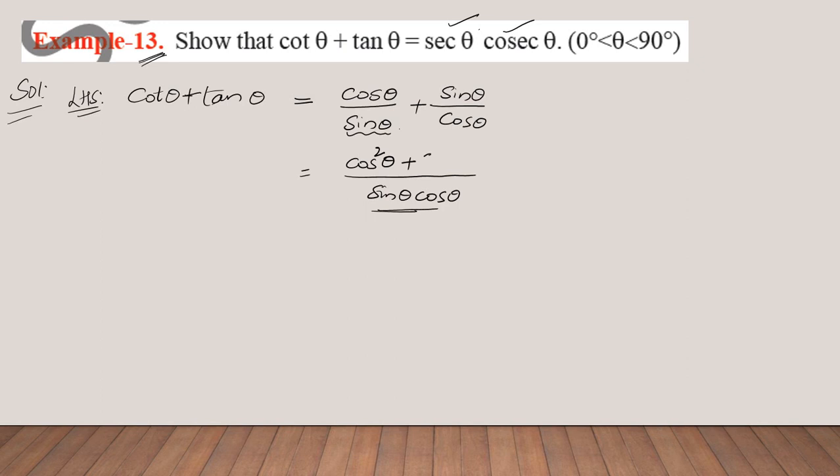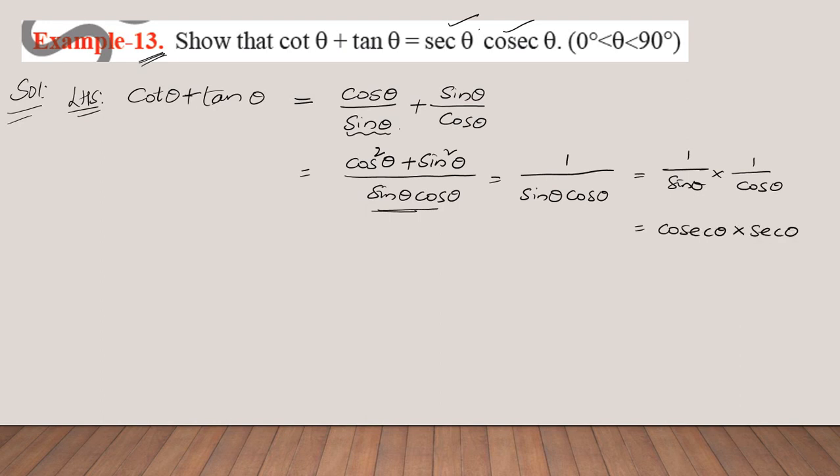So this becomes cos square theta plus sin square theta. Already we have discussed the first identity, sin square theta plus cos square theta, or cos square theta plus sin square theta, both are nothing but one. So 1 by sin theta into cos theta. Since this is in product form, I can write it as 1 by sin theta into 1 by cos theta. 1 by sin theta is the reciprocal, cosecant theta. So I can write this as cosecant theta into secant theta.